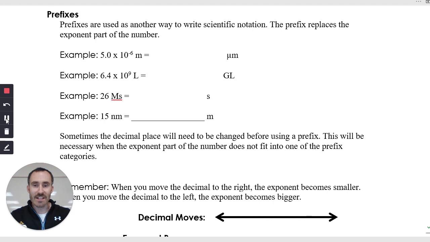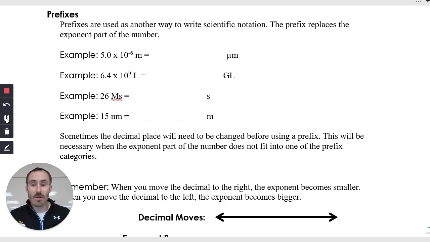Next, we've got prefixes. So prefixes are just another way of writing scientific notation. Whenever you see kilograms, kilo is a prefix that means 1,000, right? So a kilogram is 1,000 grams. On your formula sheet, you are going to have a list of prefixes and what scientific notation they fit with. It's really just shorthand for scientific notation. That's the way that you should think of it.